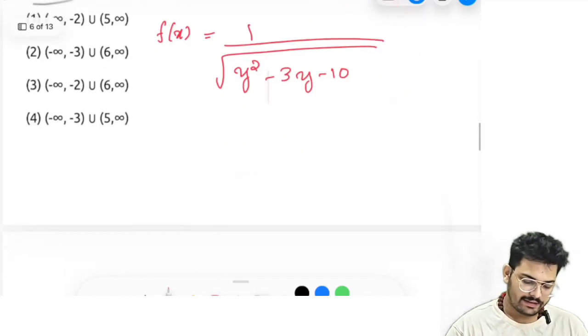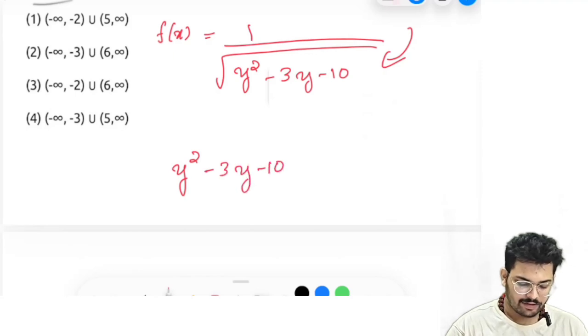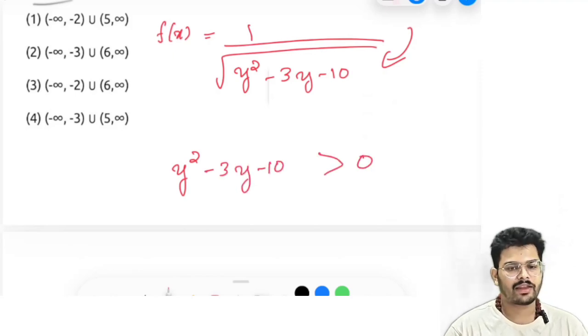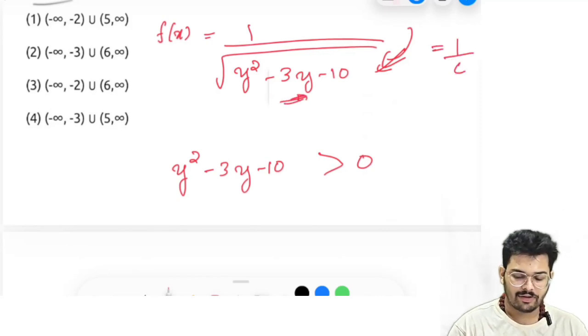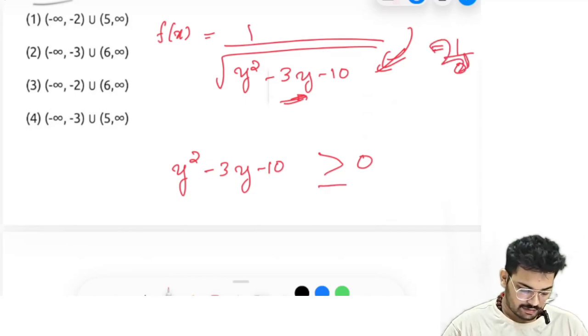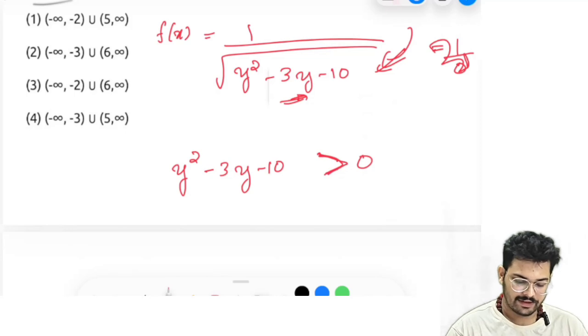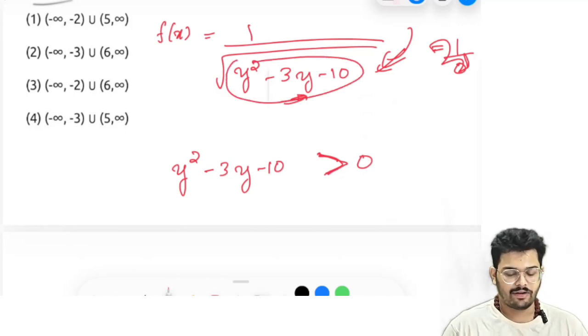Now this particular value is inside the root, which means whenever you have a square root, the value inside the square root should be positive. Since it is in the denominator, this value can't be equal to 0. Suppose this value becomes 0, it means our function's value is not defined. So the domain will be this: it shouldn't be equal to 0, it should be only greater than 0. Because if it is 0, the denominator is 0, which means the function's value will become not defined.